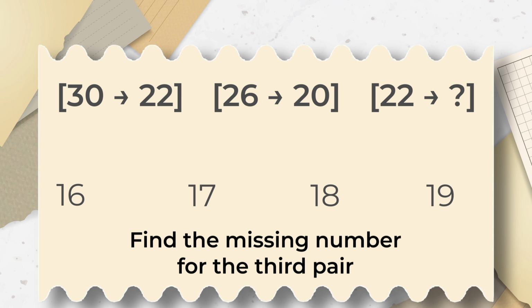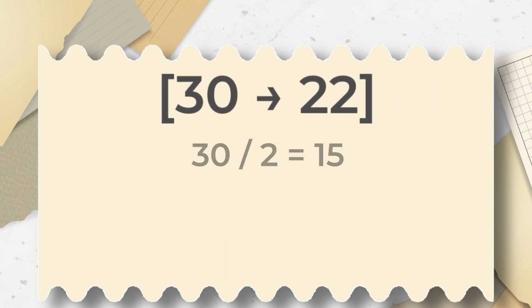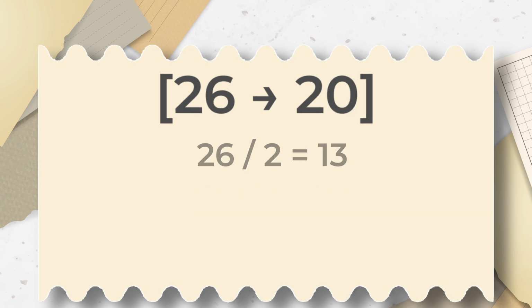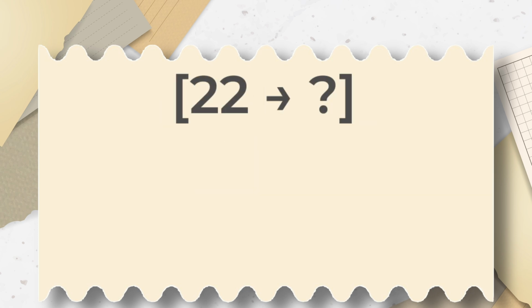Look for the pattern in the first series of numbers. We get from 30 to 22 by dividing by 2 and then adding 7. Likewise, we get from 26 to 20 by dividing by 2 and then adding 7. The next pair of numbers should follow the same pattern, meaning that the correct answer will be 18.